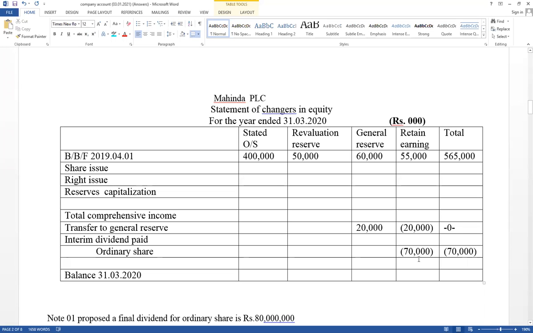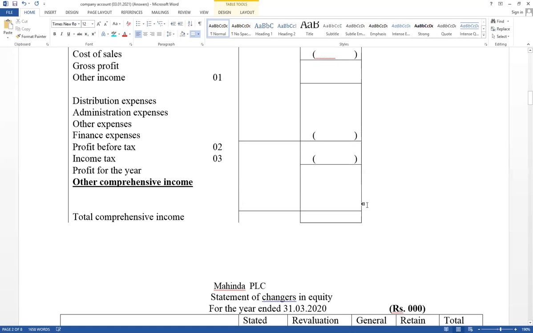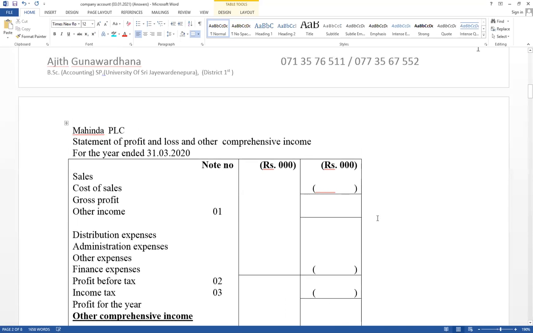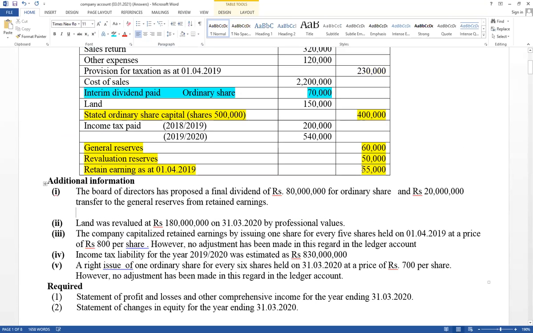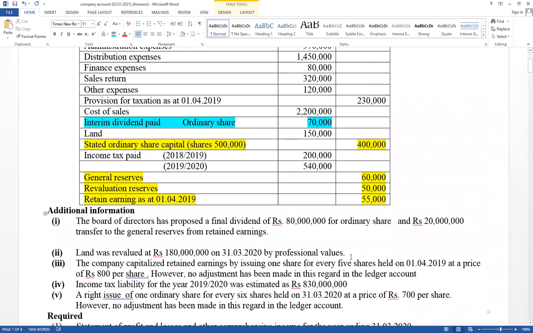Additional first one. Think about LK standards. It has given clearly proposed dividends for ordinary share should not be adjusted on the financial statement. Right now, think about second adjustment. First one we have done already. Think second one. Read carefully, think how to adjust. That part we have discussed already.